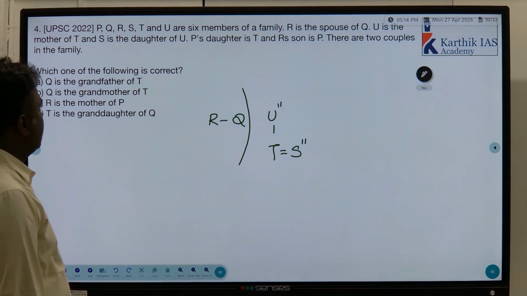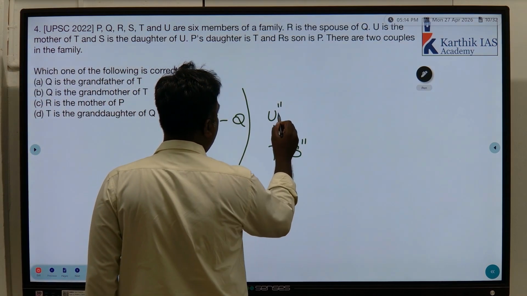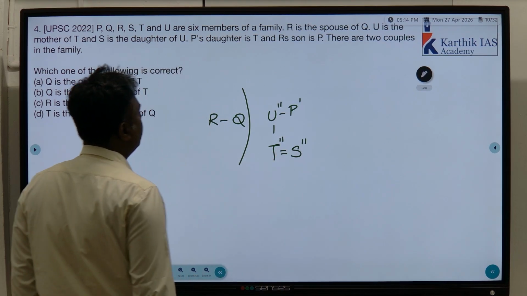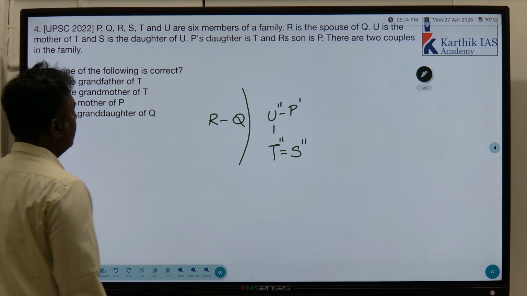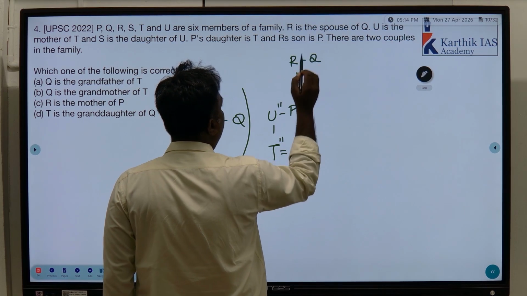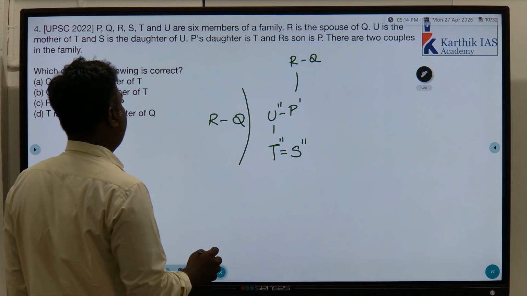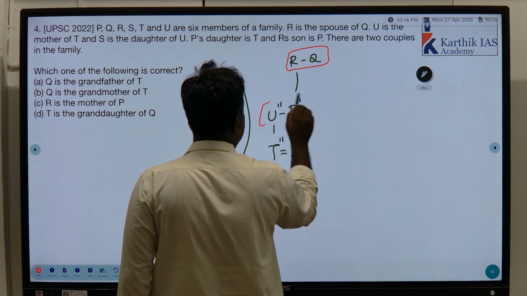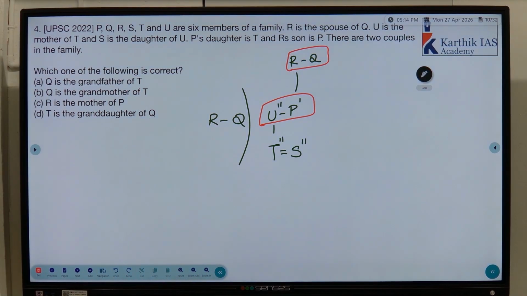P is the father of T. P's daughter is T. So now we can club it here itself. Okay. And R's son is P, which means R and Q will settle here. Understand? There are two couples in the family. So one couple is R and Q and another couple is P and U. But among R and Q, who is a male, who is a female, we don't know.